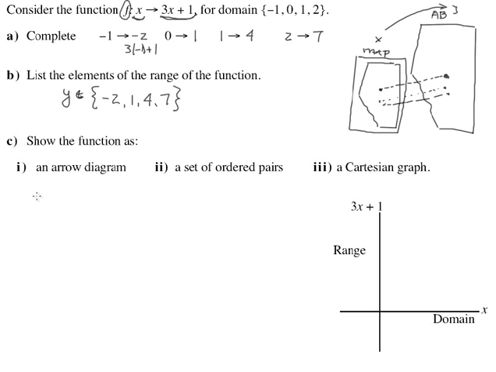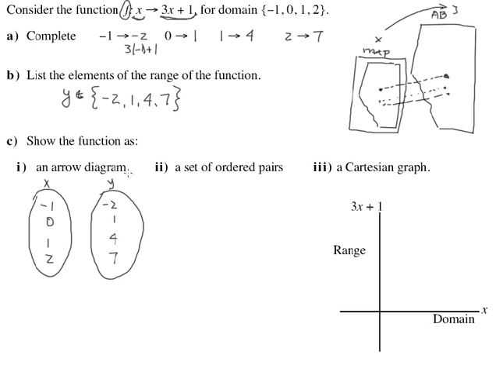Show the function as an arrow diagram. Okay. Arrow diagrams have generally 2 bubbles, one containing your x's, one containing your y's, and then arrows showing how they map to each other. So the x's went minus 1, 0, 1, and 2. The y's went minus 2, 1, 4, 7. You don't have to write these in order, but you should. People will certainly appreciate it. And the mapping is 1 to 1, so these are very simple arrows.